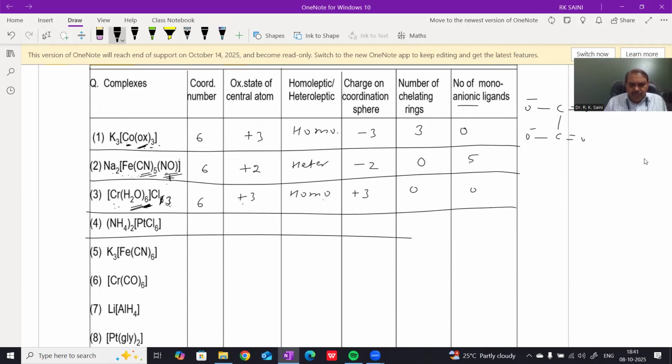Next, 4. Coordination number is also 6 because 6 coordinate bonds are formed by the platinum with 6 chloride ligands. Oxidation state of central atom: 2 ammonium ions, and each ammonium ion carries plus 1 charge. Platinum's oxidation state is taken as X, plus 6 chloride ions at -1, equals 0. Therefore, X equals plus 4. The oxidation state of platinum is plus 4.